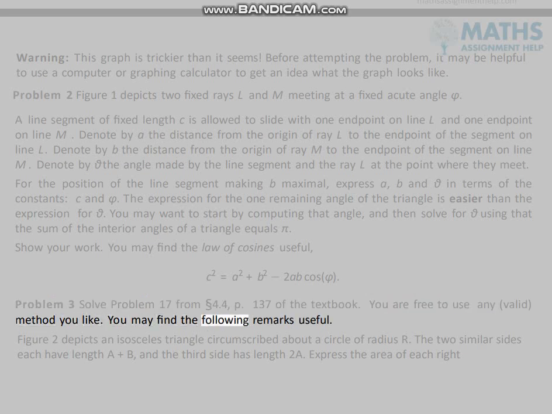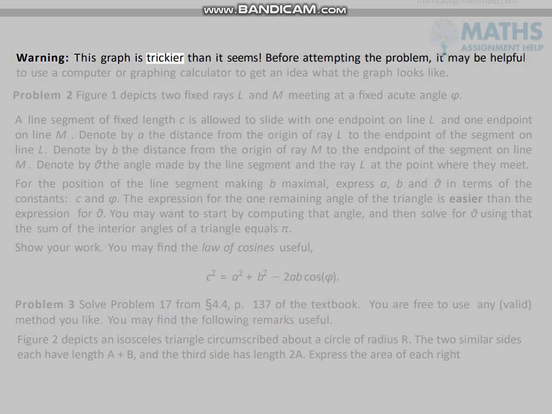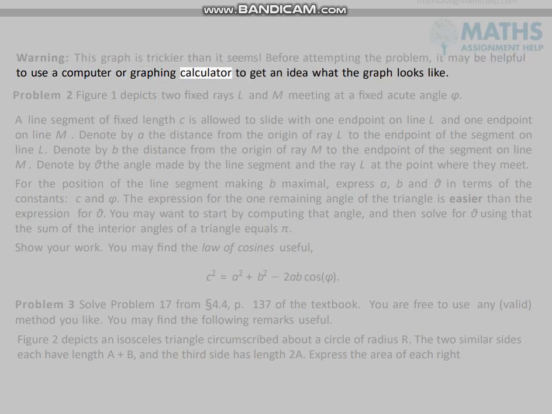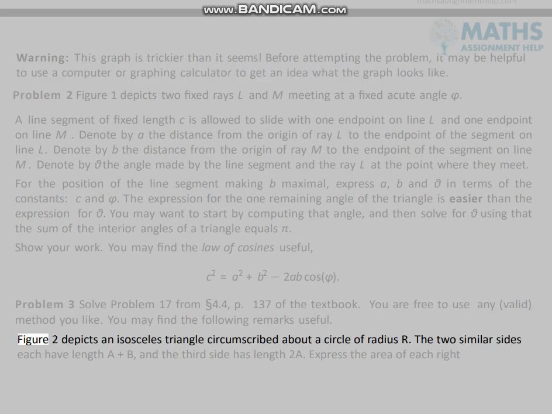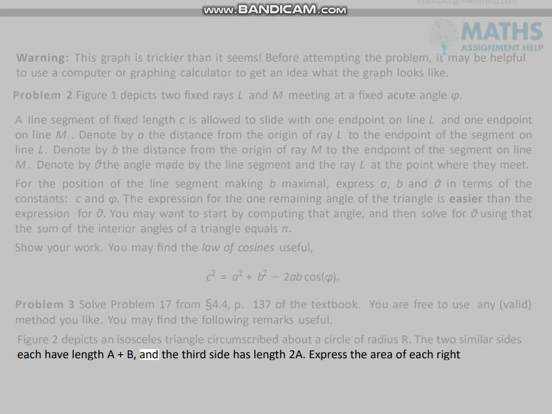You may find the following remarks useful. Warning: this graph is trickier than it seems. Before attempting the problem, it may be helpful to use a computer or graphing calculator to get an idea what the graph looks like. Figure 2 depicts an isosceles triangle circumscribed about a circle of radius r. The two similar sides each have length a plus b, and the third side has length 2a.